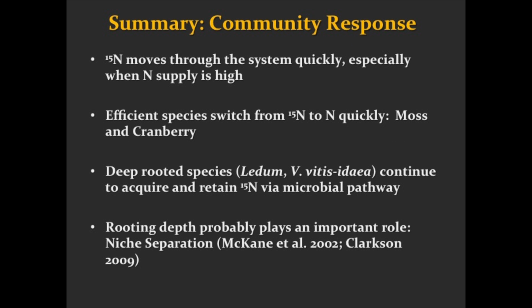So in summary, for the community response, N15 surprisingly moved through the system fairly quickly and went somewhere that we don't know. Efficient species take up nutrients right away, but they also switch to more readily available sources. They don't rely on the internal cycling of N15 compared to the deep-rooted species. We think rooting depth, growth form, association with mycorrhizae, as well as preferences for different forms of nitrogen could play a factor in the differences.